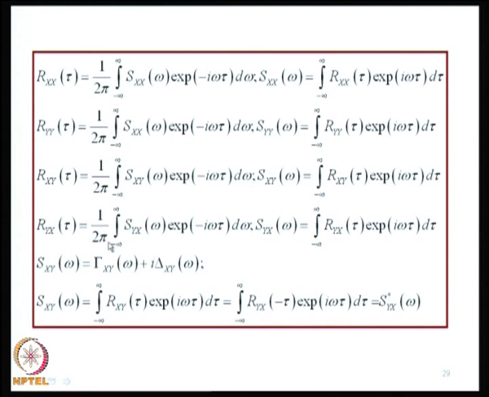Now, Ryx of tau we can write in this form and define Syx of omega, and since Rxy of tau is not symmetric, the corresponding power spectral density function will be complex valued and it has a real part and an imaginary part. So, we can show that since Rxy of tau is Ryx of minus tau, it follows that Sxy of omega is the same as the conjugate of Syx of omega. So, these relations exist, they are not 4 independent functions, but they are not symmetric either. So, there is an interdependence between the 4 quantities in frequency and time domains.